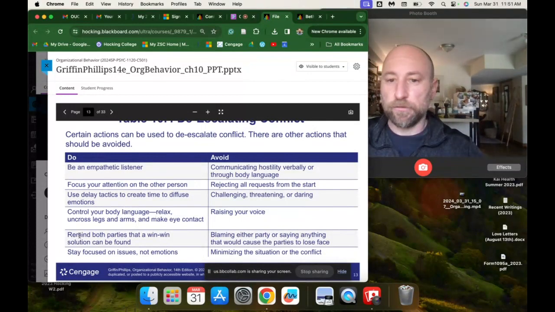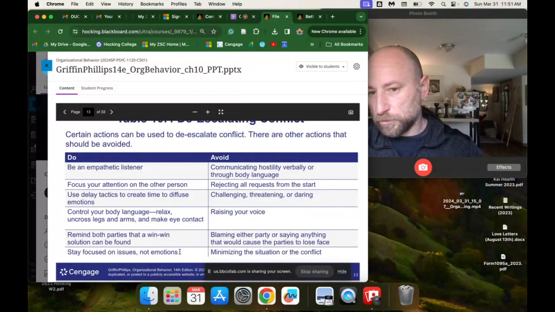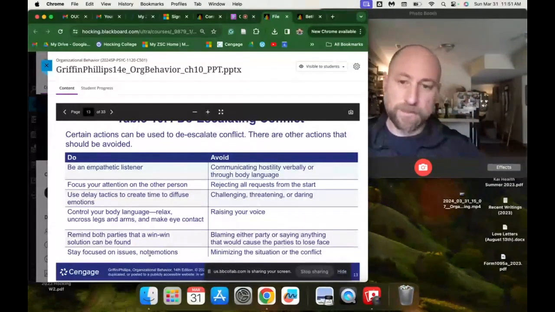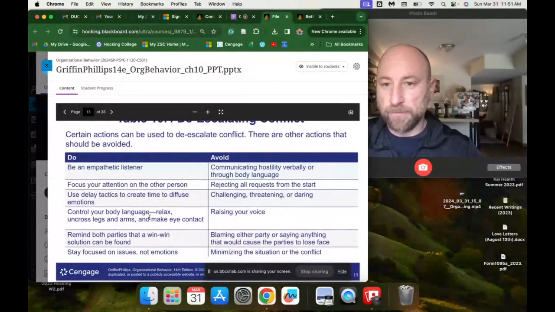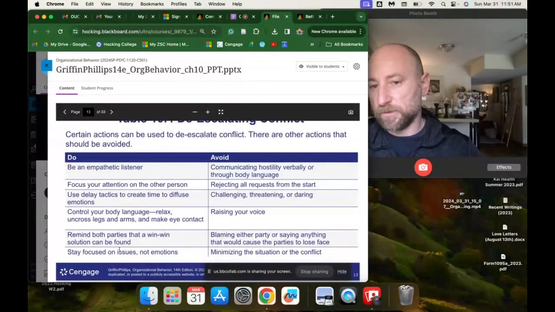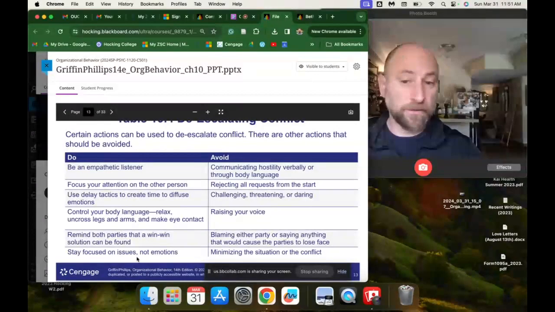Controlling your own body language, reminding both parties that a win-win solution can be found. Although that could come across as condescending if you're not doing this other stuff, being a good listener and focusing on the other person, staying focused on issues, not emotions. True, if by not emotions they mean your own emotions, but if by emotions they mean focusing on the other person's emotions, then this would be false. So don't focus on your own emotions, focus on the other person's emotions and the issues.